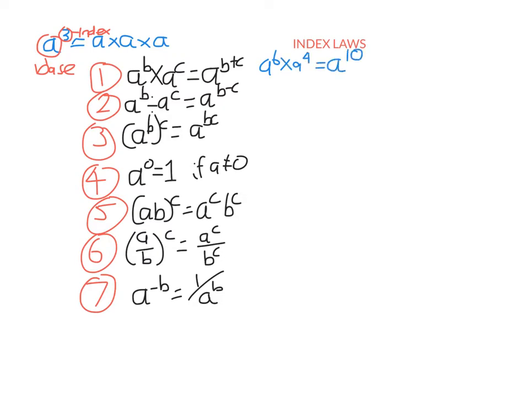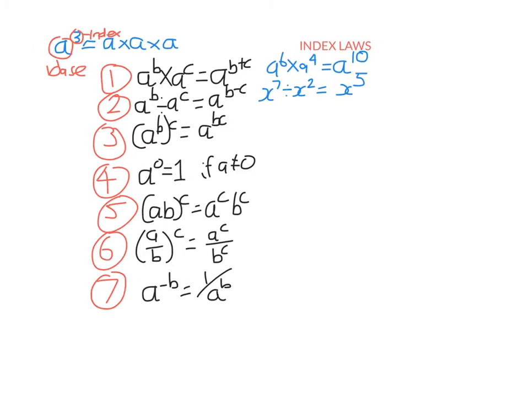So that's when you're multiplying bases. When you're dividing bases, if you have something like x to the power of 7 divided by x to the power of 2, you keep the same base and you subtract the powers. The third rule is called the power to a power rule. That's when you have something like x to the power of 3, which is a power, index form, raised to another power. So here you keep the same base and you multiply together the two powers.